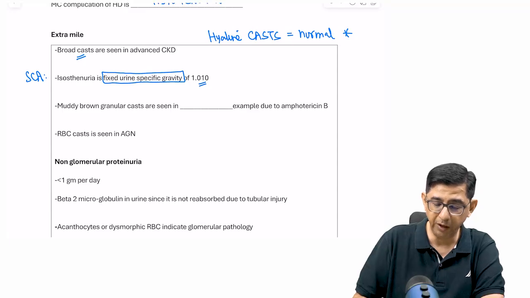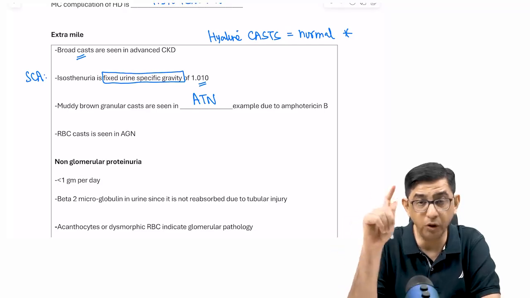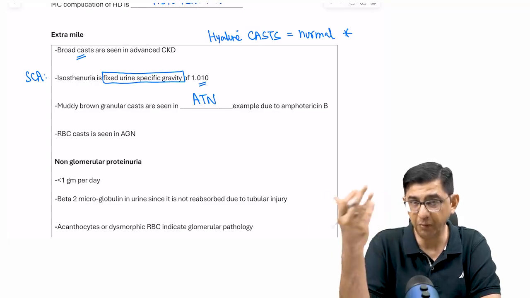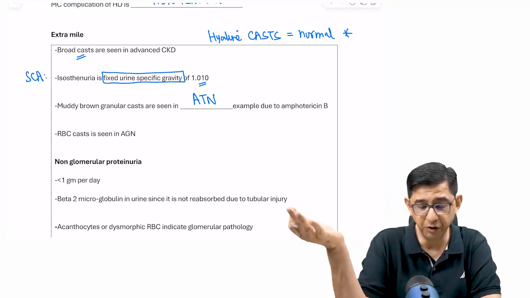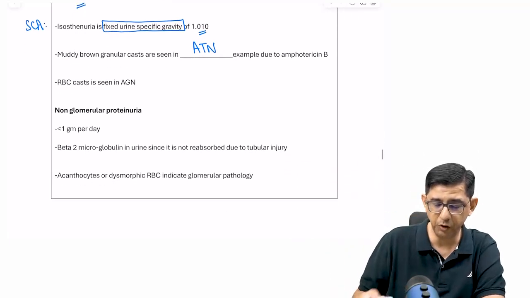Then muddy brown granular casts are seen in acute tubular necrosis. Broad casts are seen in CKD, not smaller, broader, because the remaining tubules which are surviving will take over the function of the damaged ones. RBC casts are found in acute glomerulonephritis, never an issue.